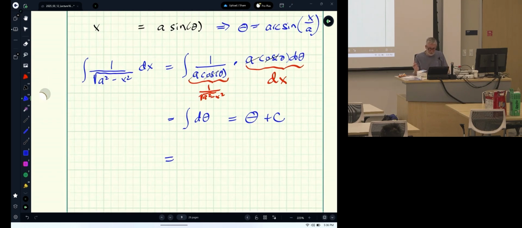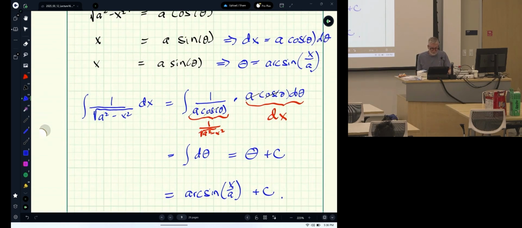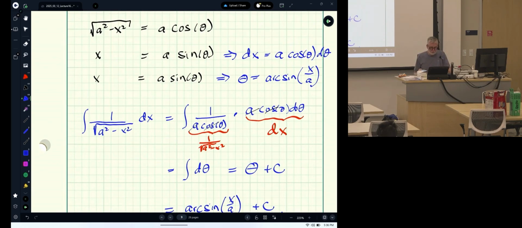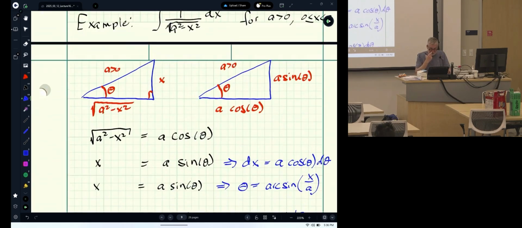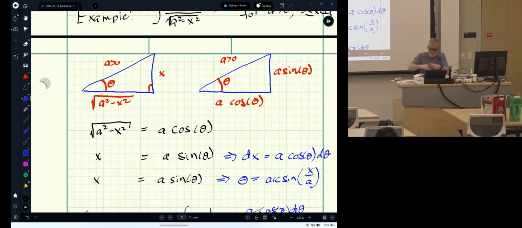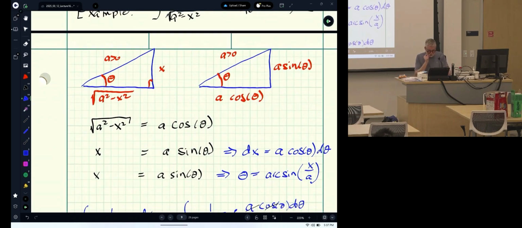And then going back to x, theta is arc sine x over a plus c. So that's how these things work, okay? So if you get integrals and they've got terms that you can recognize as coming from the Pythagorean theorem, then you can easily set up the trigonometry to make the substitutions and have it fall apart into your hands. And it becomes super straightforward.